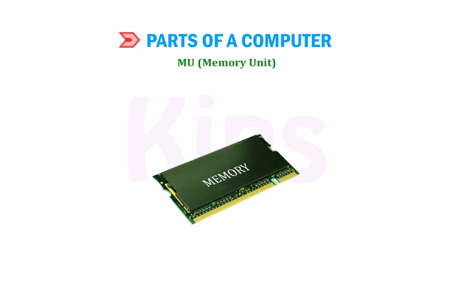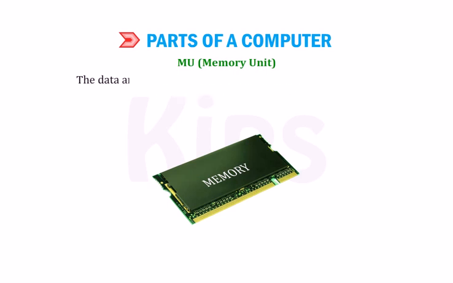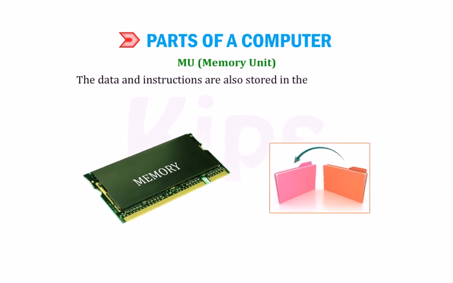MU, Memory Unit. In the memory unit, we can store information or data according to our needs. The information in the memory can be changed and recalled on the screen when needed. The data and instructions which are to be processed are also stored in the memory unit.